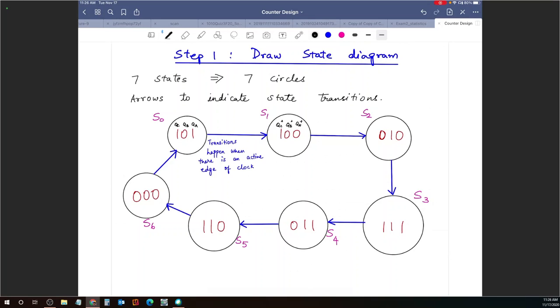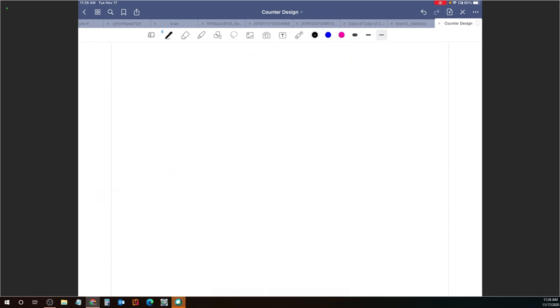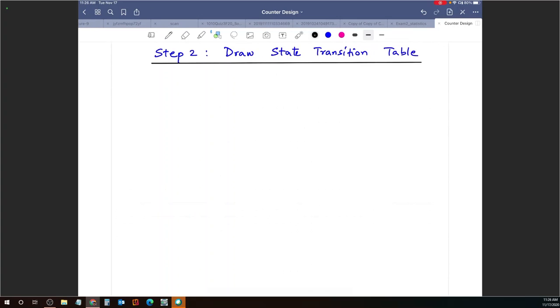Pretty straightforward, huh? All right, so let's go on to step number 2, which is to draw the state transition table. So step 2.